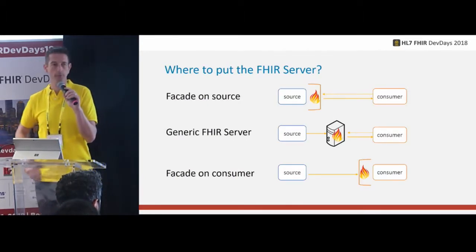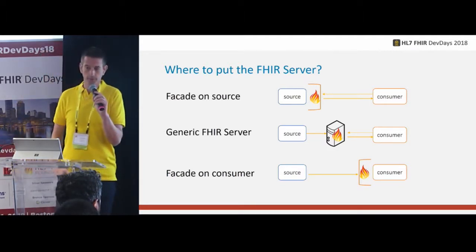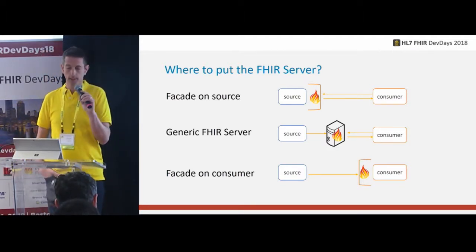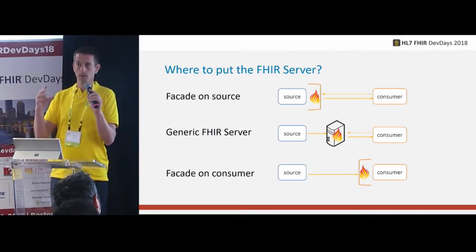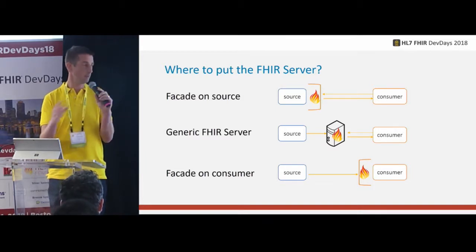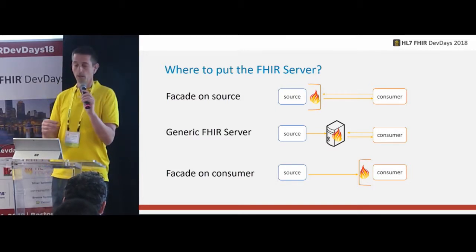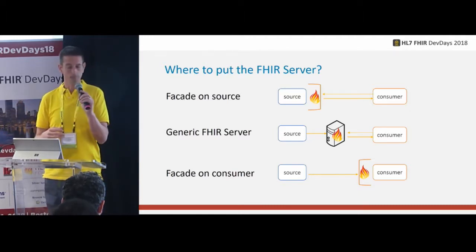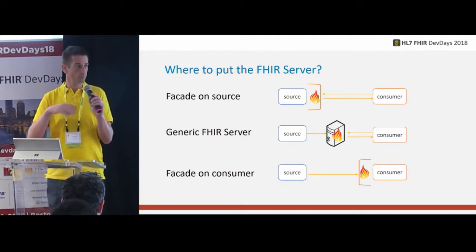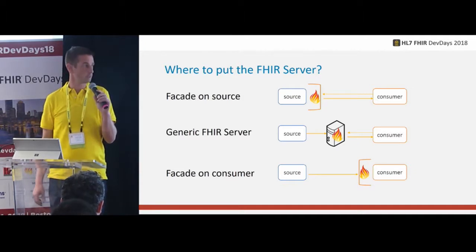So where then do you put that FHIR server? There's essentially three methods. One is you put a facade on the source. So you make sure that you can address the source system, which may be that lab system, with a FHIR API. You have to program the facade on top of that system.